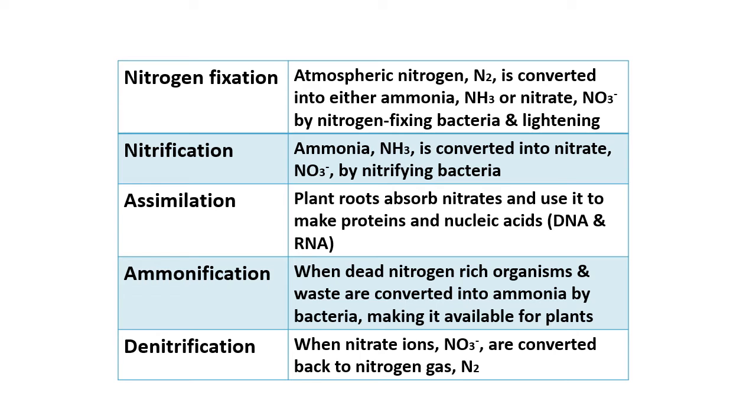Assimilation, which is plants' roots absorbing nitrates and using it to make proteins and nucleic acids, so DNA and RNA. Ammonification, which is when dead nitrogen-rich organisms and waste are converted into ammonia by bacteria, so it makes it available for plants. And then, of course, denitrification, which is when we have nitrate ions being converted back into nitrogen gas.